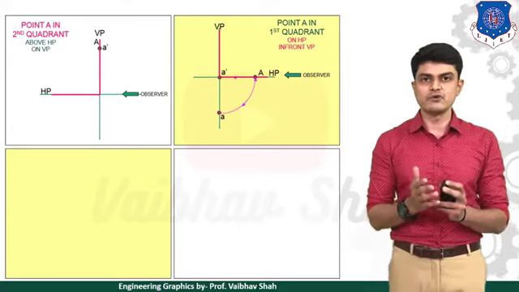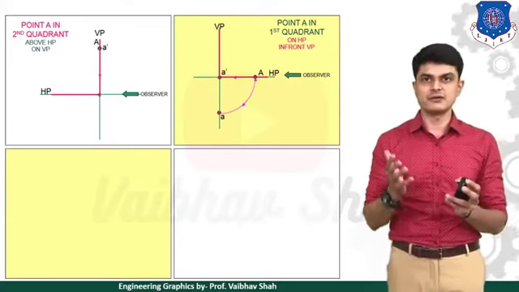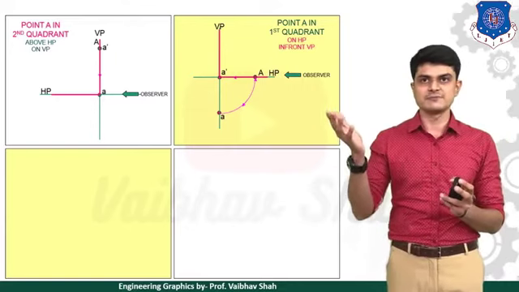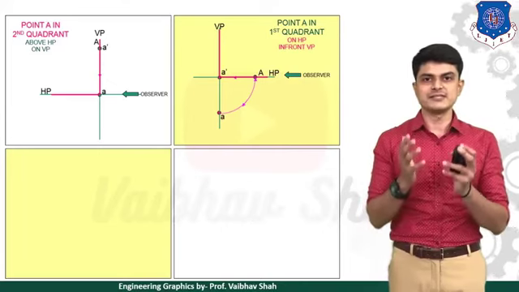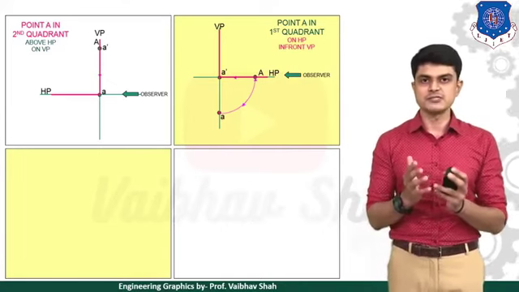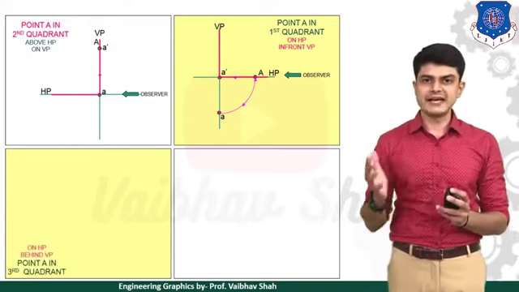Now if you try to take the top view of this point A, then top view would lie on what? HP. So you will be having your top view on HP itself. So you will be having this point A on the intersection of HP and VP because it is a point on HP. So this is the final view of an object. Now let us move to our next point.